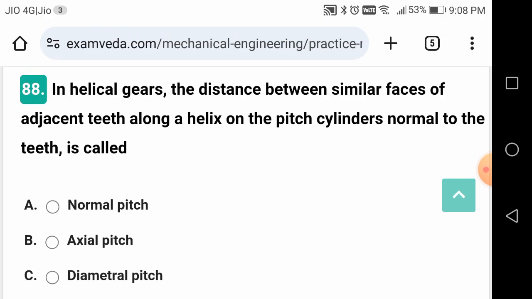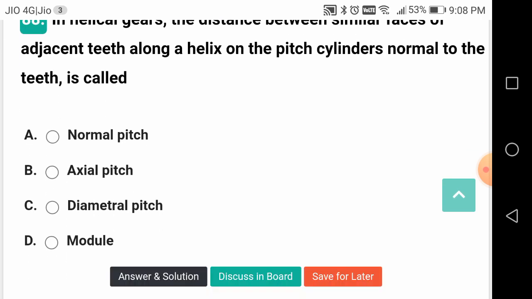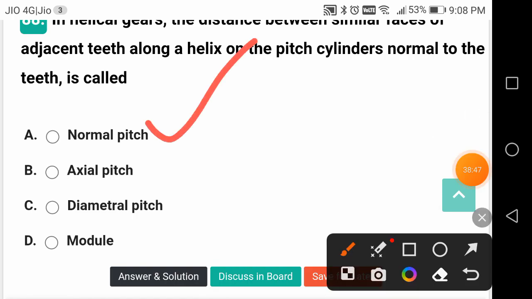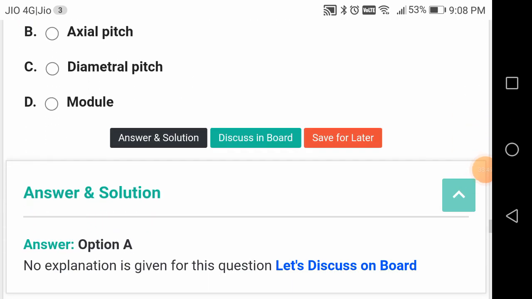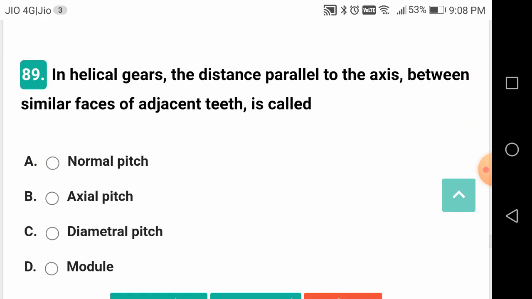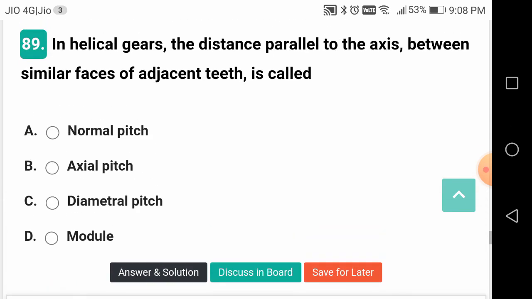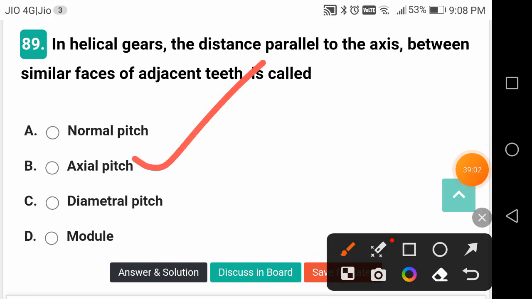In helical gears, the distance between the similar faces of adjacent teeth along a helix axis on pitch cylinders normal to the teeth is called which pitch? It is normal pitch. In helical gears, the distance parallel to the axis between the similar faces of adjacent teeth is called what pitch? This is axial pitch.